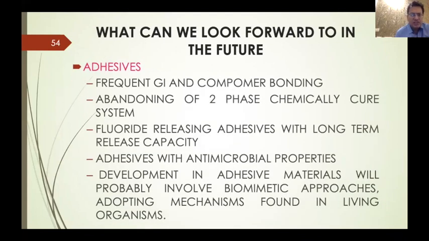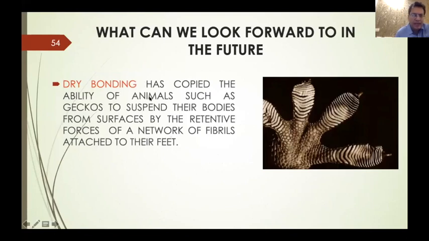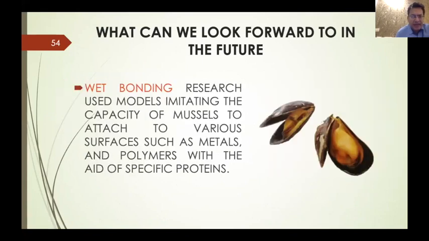Adhesives, what is the change which is coming up? Abandoning of two-phase chemical system, fluoride releasing ones for antimicrobial properties, so that the oral health is improved. Also, biomimetic approach. What do you mean by biomimetic approach? Dry bonding has basically copied the ability of animals like geckos to suspend their bodies by retentive forces or a network of filaments. And wet bonding is basically an effect of research imitating the capacity of mussels to attach to various surfaces like metals and polymers with the aid of specific proteins.